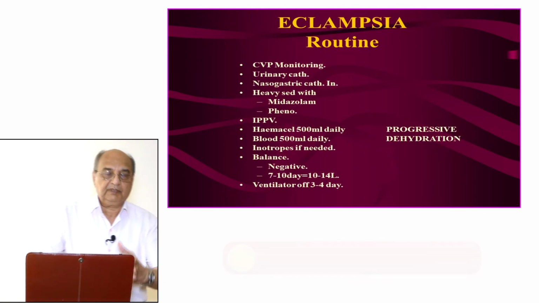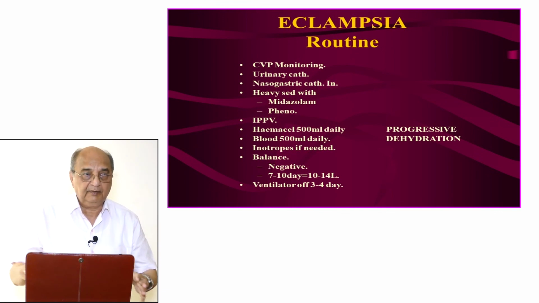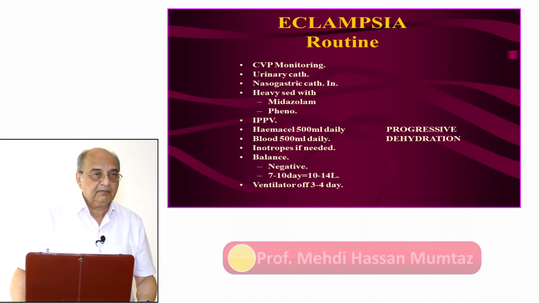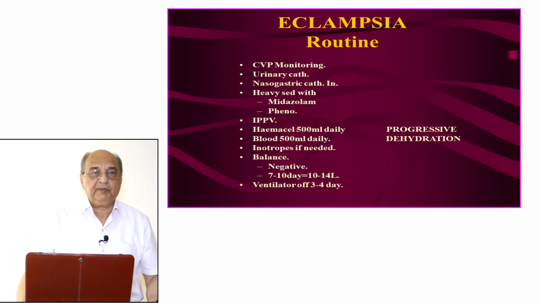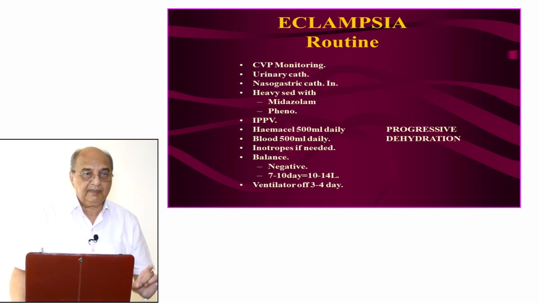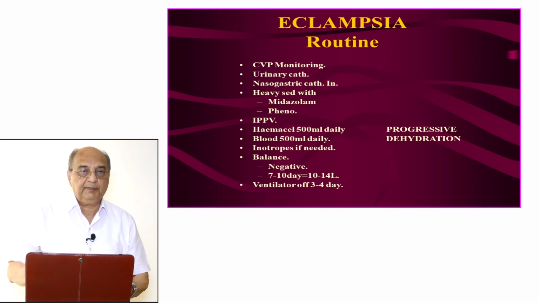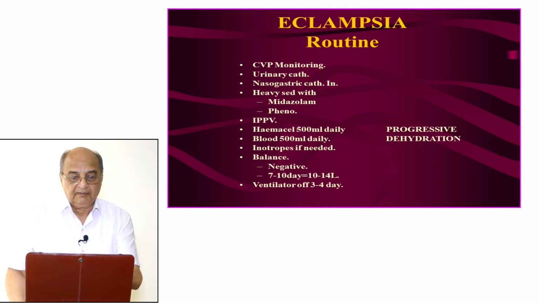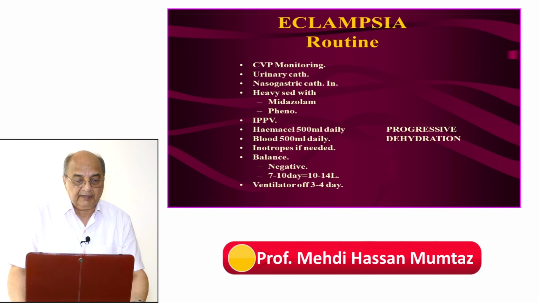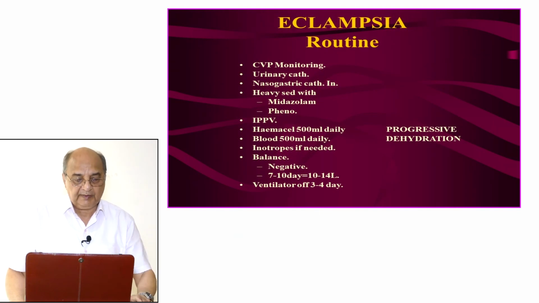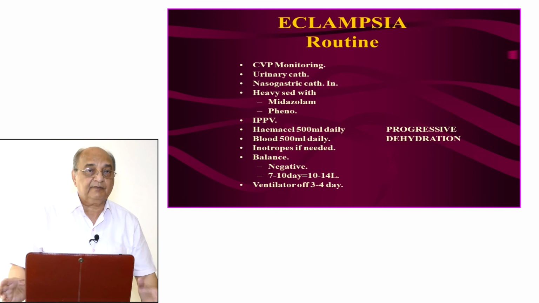We used to have a regime, this one. Put the central venous catheter in, monitor the CVP, put the urinary catheter in, put the nasogastric in, all 3 catheters in. Heavy sedation with midazolam, or at that time we used to use phenobarbital also, and put the patient on a ventilator, IPPV. Hemaccel 500 ml per day to keep the fluid inside the vessel. Then blood 500 ml daily if the hemoglobin is less than 10 gram. Inotropes if needed, balance. We used to keep them in negative balance. We used to do progressive dehydration.